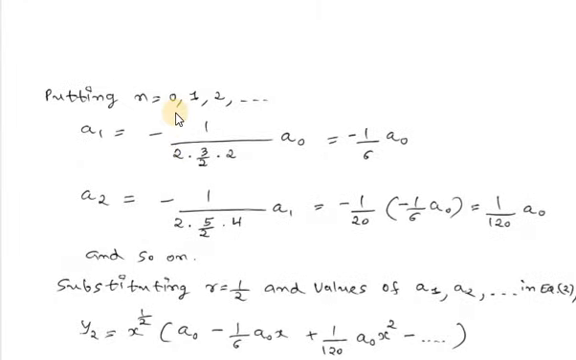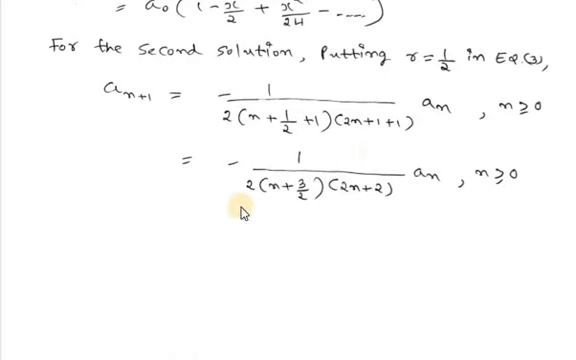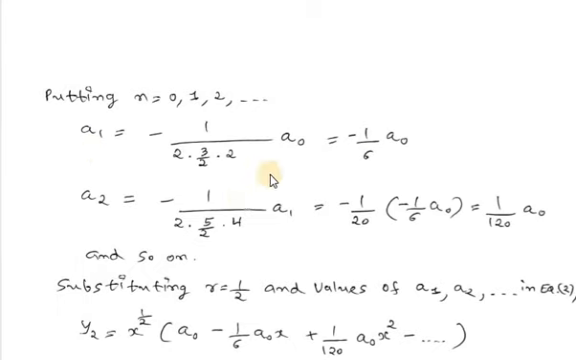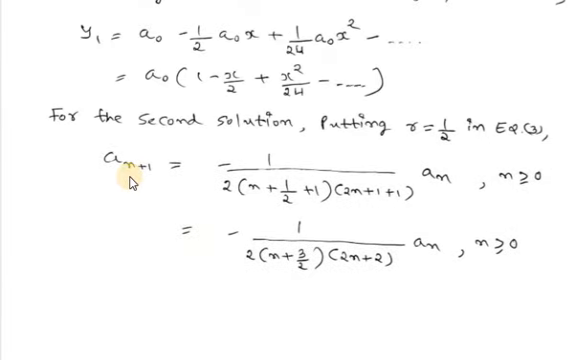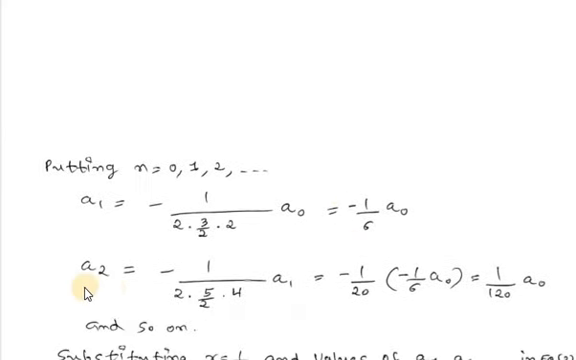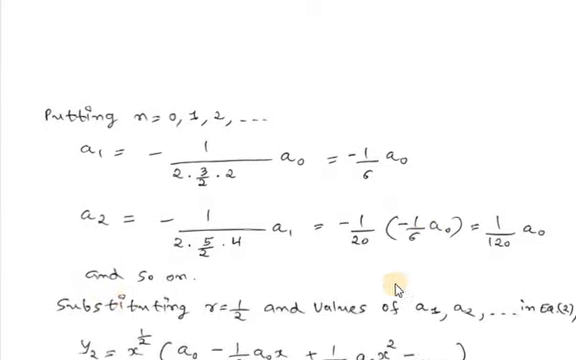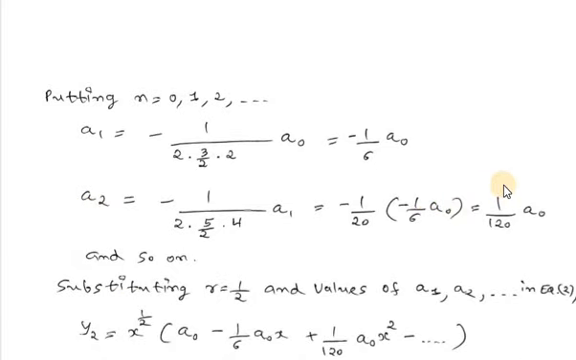Now putting values of n, that is 0, 1, 2. For n equals to 0, we will be having a1. If we put down the value of n equals to 0 in this recurrence relation and simplify the result, you will have the value of a1, and that is minus 1 by 6 a0. Similarly, if we put down n equals to 1 in this recurrence relation and simplify, you will have the value of a2 in terms of a1. Here you have to replace a1 by minus 1 by 6 a0. So you will get the value of a2 in terms of a0, that is 1 over 120 into a0.